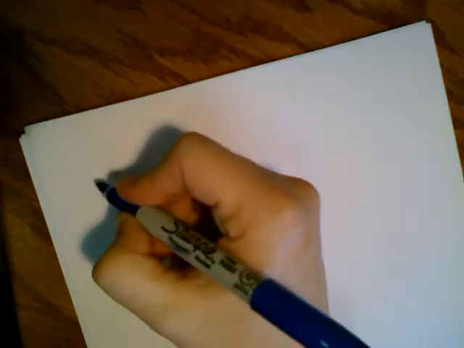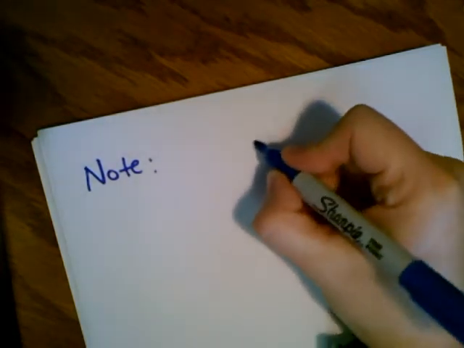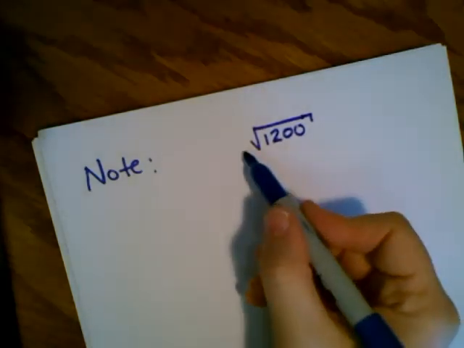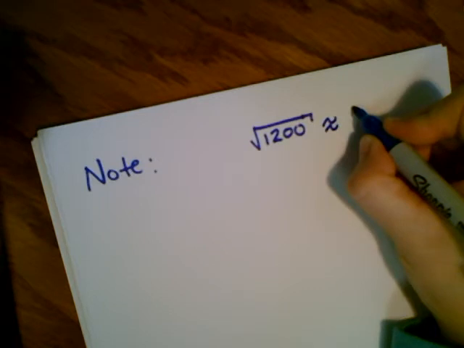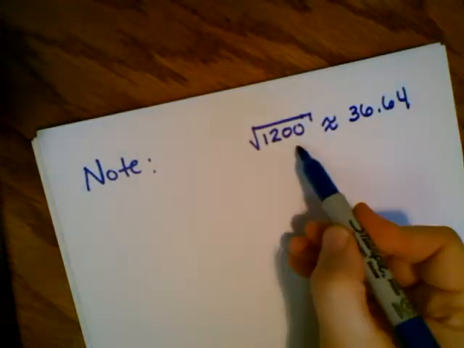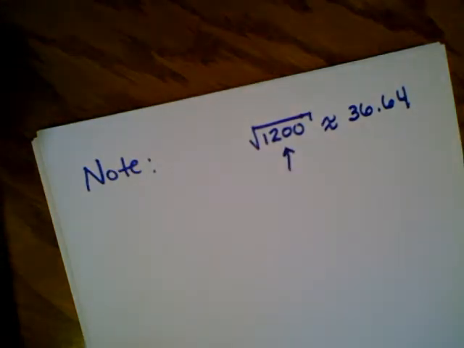Now I want the viewers to note that in that last example, we were given an expression, the square root of 1200, and that's an understood positive square root of 1200. So that's approximately positive 36.64. And this numeric expression represents one value.